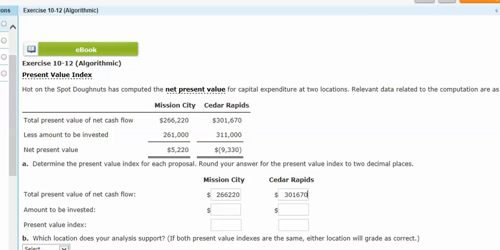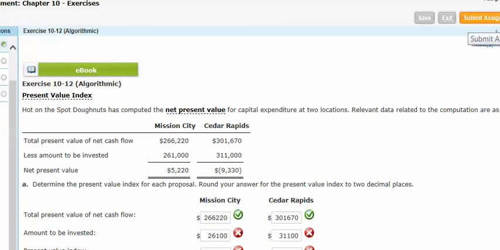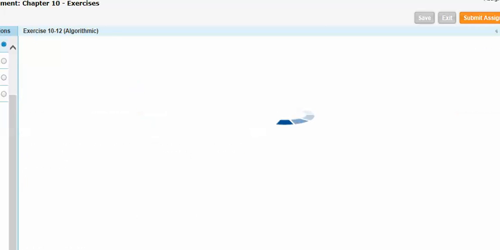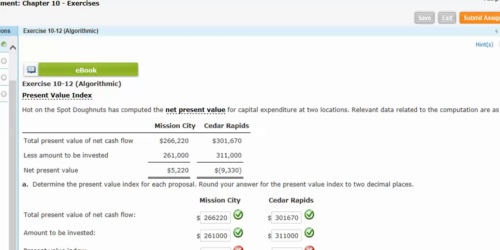301,670. The amount invested, in this case, 261,000. And for Cedar Rapids, 311,000. Check my work. Oops, forgot a 0. So we add the zeros, get the right numbers in there. There we go. Now we're doing better.